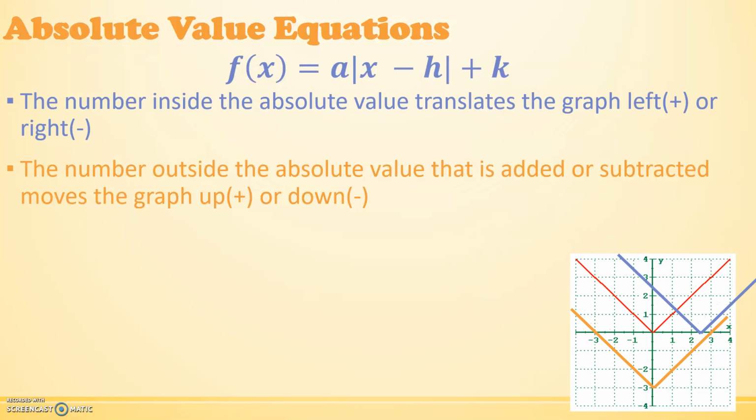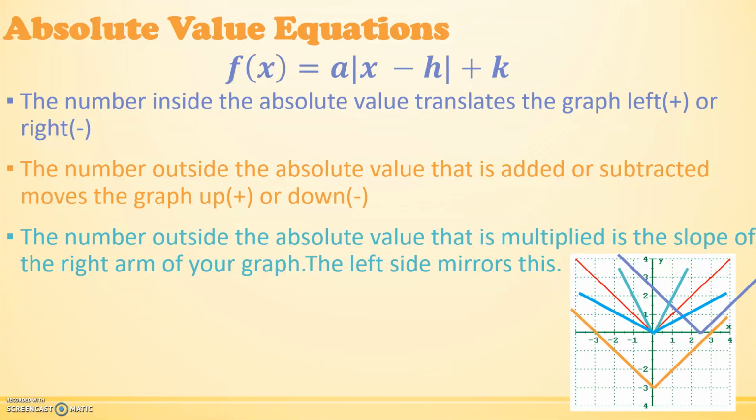The number on the outside of the absolute value that's being added or subtracted is going to tell us how we're going to move the graph up and down. So just like in the quadratic, the absolute value, the V, slides up and down, and k tells the truth. The number outside the absolute value that is multiplied is the slope of the right arm of your graph. The left side mirrors this.